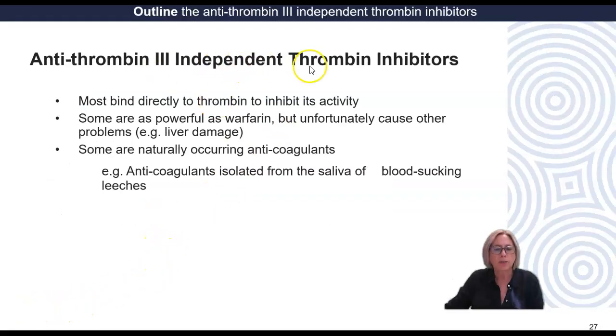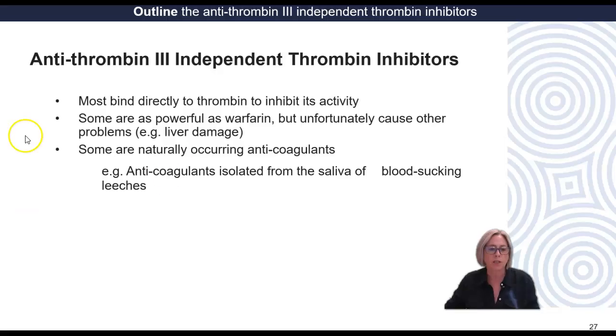The antithrombin 3 independent thrombin inhibitors, most of them bind directly to thrombin to inhibit its activity. They are very powerful drugs. Some are as powerful as warfarin, but unfortunately cause other problems such as liver damage. And so still the most commonly prescribed drug for long-term control of blood clotting is warfarin. And warfarin, as we're going to learn about in a minute, does also have its risks. It's hard to predict the dose. It's also got a very narrow therapeutic index, and it interacts with lots of other drugs as well.